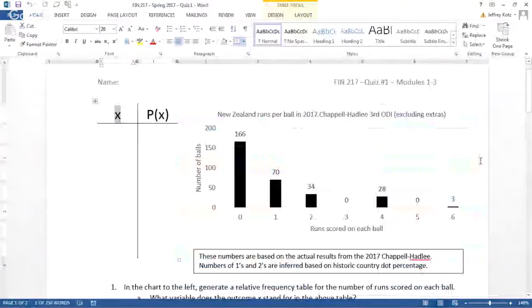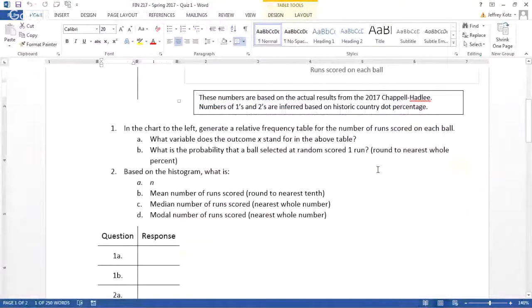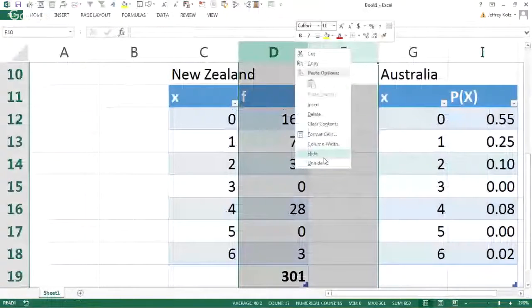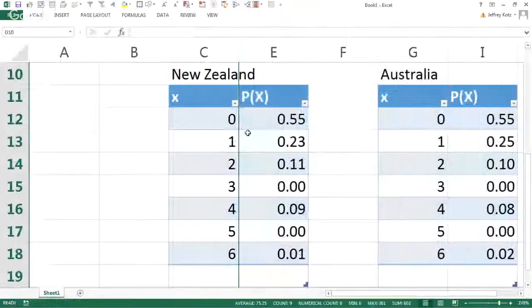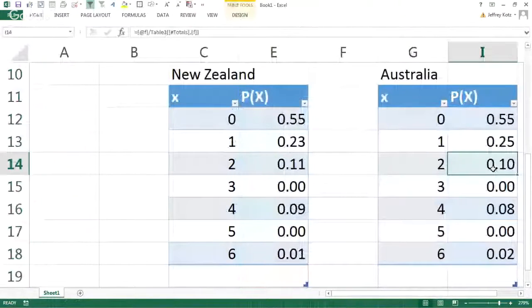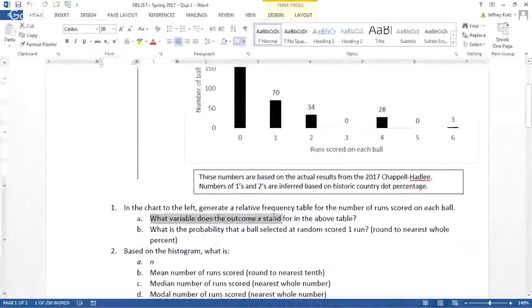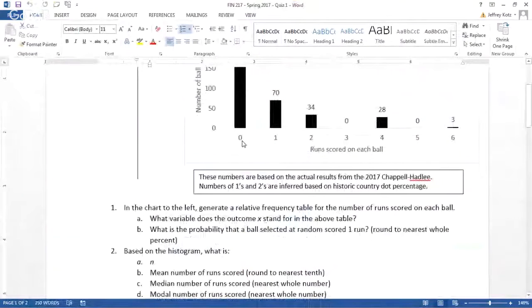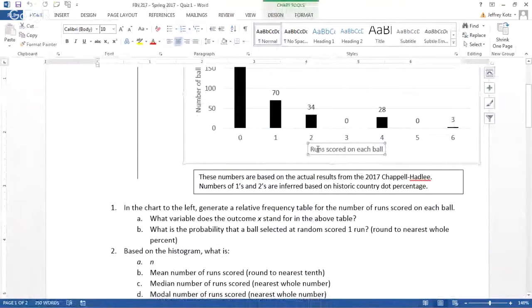So the 6 questions that you need to answer based on your relative frequency distribution are as follows. If you have the New Zealand quiz, the variable, the outcome X in the above table is the number of runs scored on each ball. So 1A, the answer is actually what's written here, which is runs scored on each ball. If you put that, you get full credit. If you gave me something to do with runs, but it wasn't exactly what we were after, then I might have to dock you a couple points.